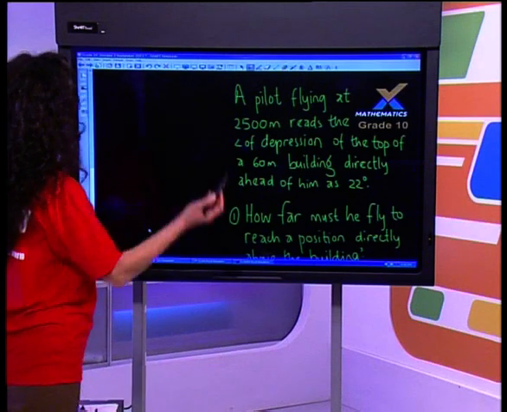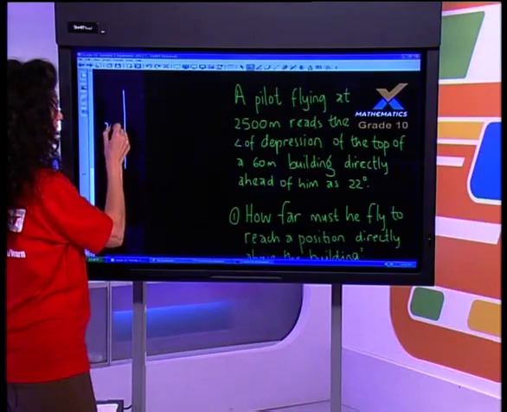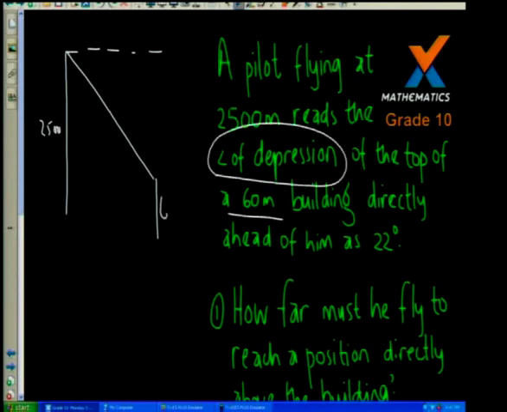So just to give you a feel, here's the pilot. He's flying at 2,500 meters. He then sees the building, and there's the horizontal, and he looks down at the building. And they tell us that the angle of depression of the top of the building is 60 meters.